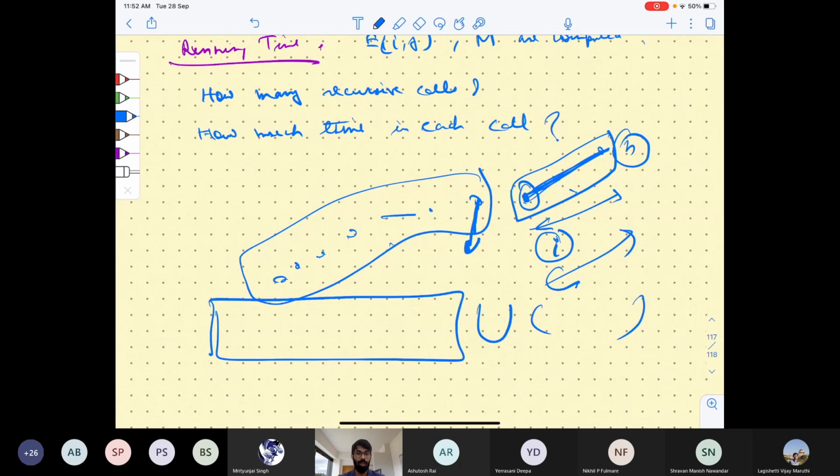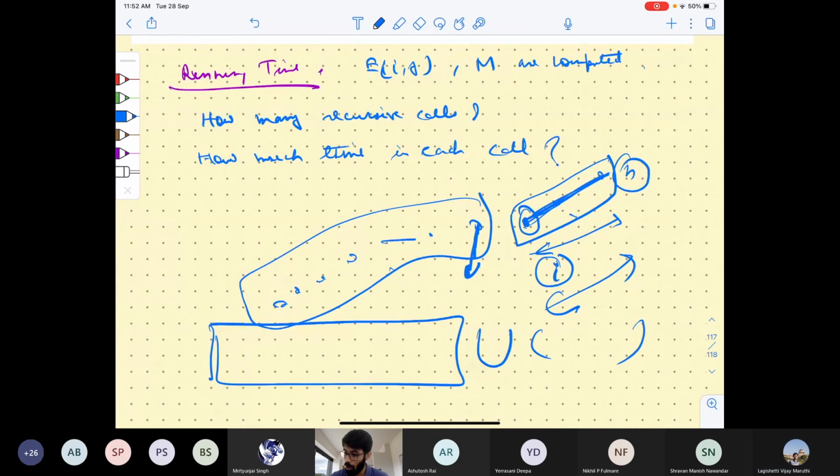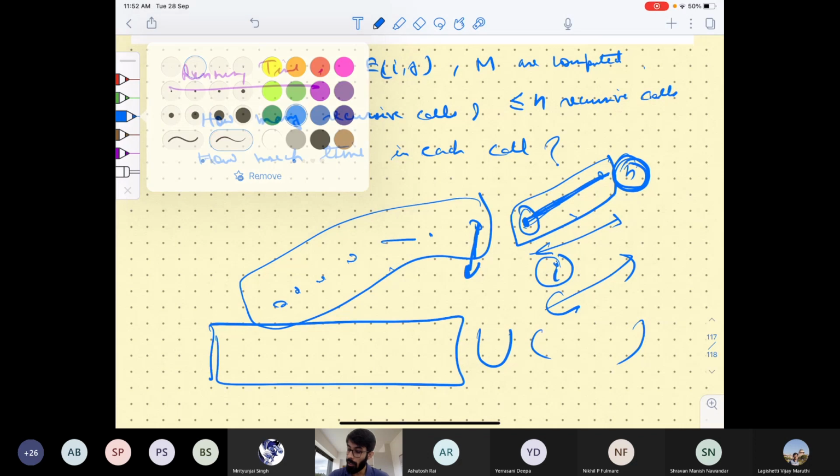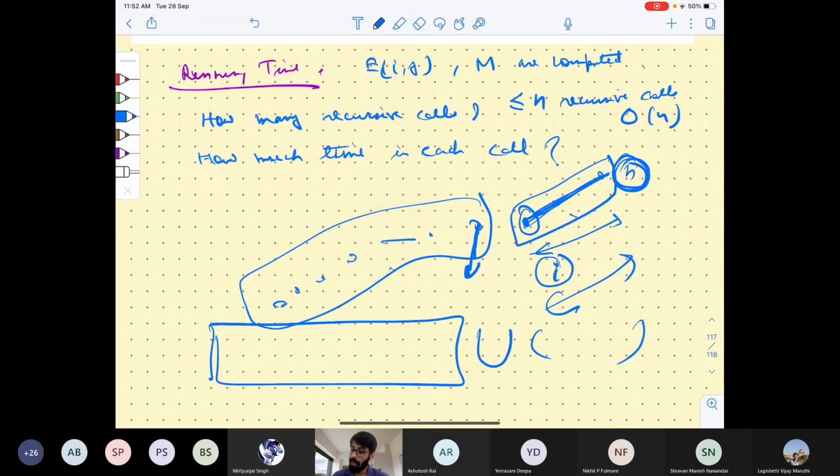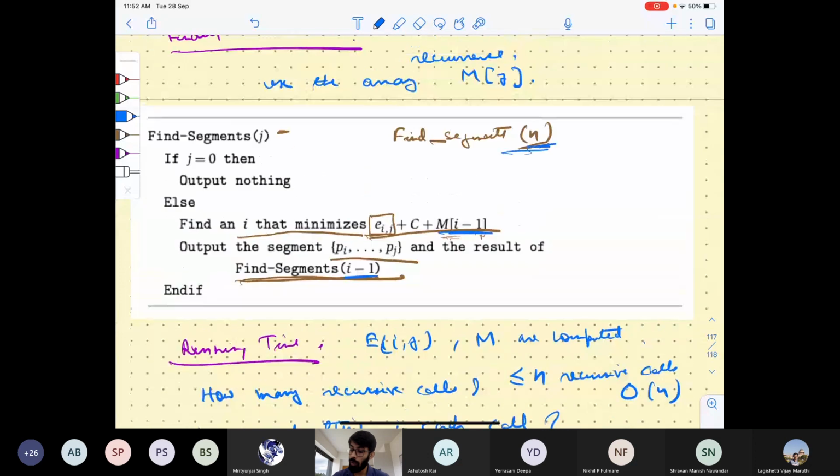In order, you have to tell in order only. I don't want the exact number. Order i, order j or whatever. Yeah, the order n basically, because we start from n, right? So order n, basically at most n recursive calls. Actually less than or equal to n recursive calls, which is order n. And how much time in each call will it take? So each call is doing what?